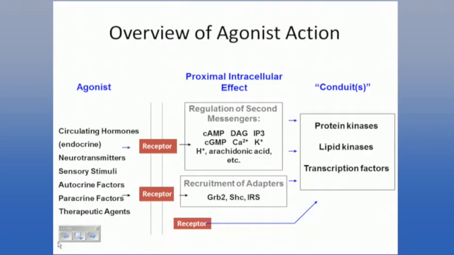Cytokines can be examples of autocrine and paracrine factors that function as agonists. And then finally, the focus of today's discussion, therapeutic agents. Therapeutic agents, for the most part, can be synthesized to mirror endogenously synthesized compounds. For example, we give insulin to patients with type 1 diabetes. The insulin that we give patients is synthesized based on our knowledge of the naturally occurring hormone.